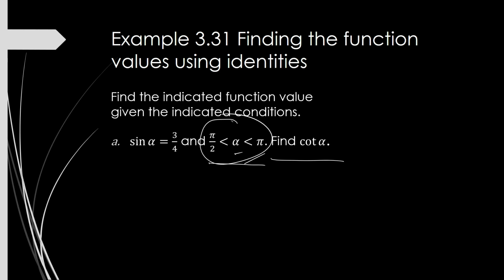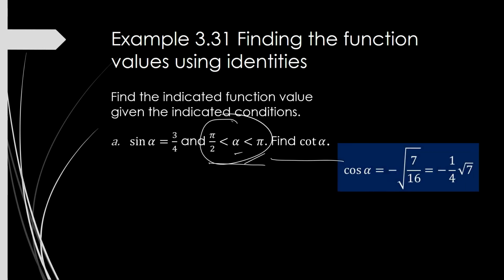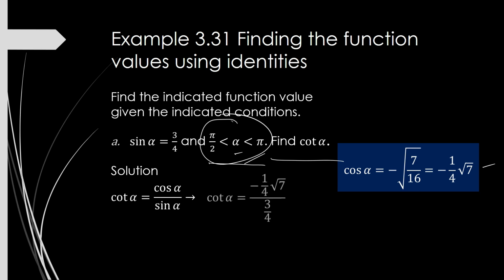Okay, so how do we compute for cotangent of alpha? We already know cosine of alpha. Cosine of alpha is equal to negative 1/4 times square root of 7. And so using our fundamental identity for cotangent, cotangent is just cosine divided by sine. So by substitution, negative 1/4 times square root of 7 divided by 3/4.